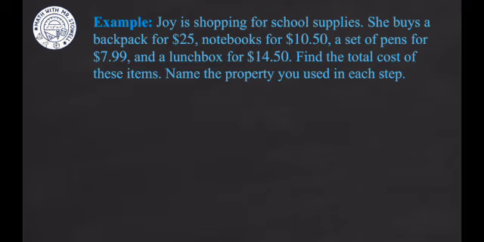Joy is shopping for school supplies. She buys a backpack for $25, notebooks for $10.50, a set of pens for $7.99, and a lunch box for $14.50. Find the total cost of these items. Name the properties used in each step. Okay, so we're literally just going to be adding these up. We have $25. We have the $10.50. We have the $7.99. And we have the $14.50.